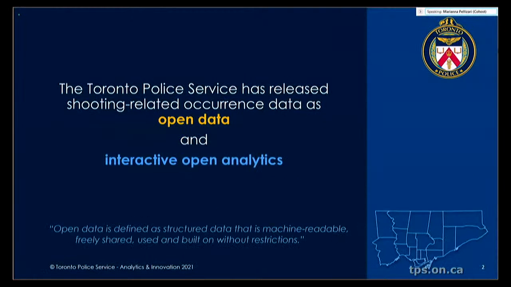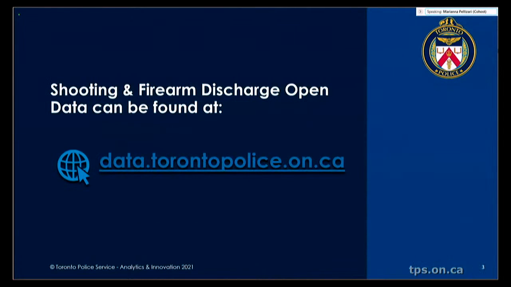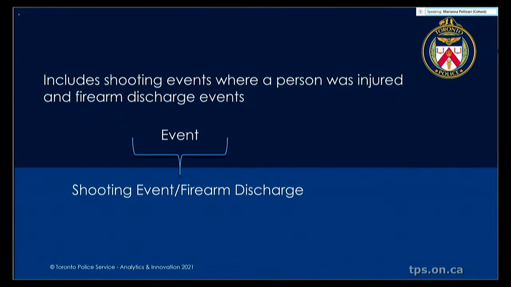The Toronto Police Service provides up-to-date shooting information on the Public Safety Data Portal through open analytics to help support recognition and collaboration on community safety and well-being issues. The importance of collectively addressing gun violence in Toronto has driven this release of the shooting information. Shooting and firearm discharge open data can be found on the Public Safety Data Portal at the link on the screen, which is data.torontopolice.on.ca. All shooting data provided on the portal includes both shooting events where a person was injured as well as firearm discharges.